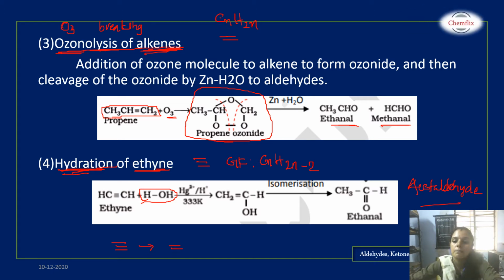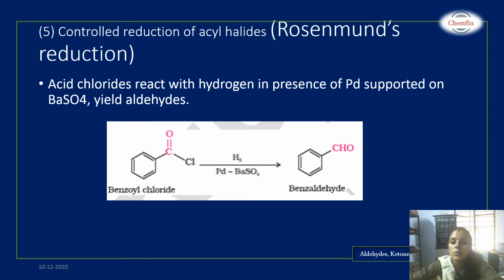That is the Rosenmund reduction. Why are you dealing with organic chemistry, mainly in the NCERT textbook? You have to give more priority to the named reactions. In organic chemistry, named reactions play a particular role, so you have to give more importance to them while studying. This is a controlled reduction, and here also the name is Rosenmund reduction.